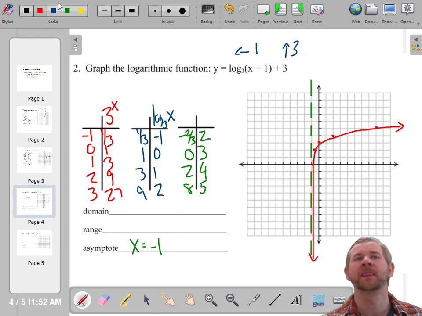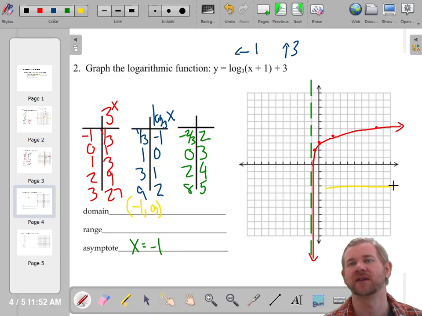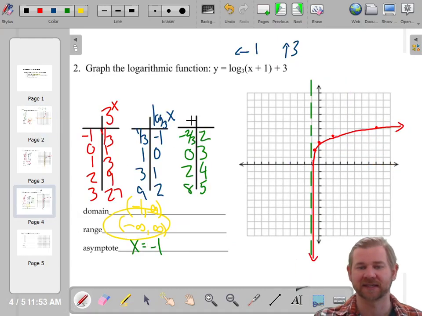Okay. The domain, since it went left 1, is negative 1 to infinity. Negative 1 is the smallest x value, and it goes forever to the right, so to infinity. Range goes all the way down and all the way up, and all logarithms will have the same range, negative infinity to positive infinity. Just like all exponentials have the same domain, all logarithms have that range because x and y get flipped.